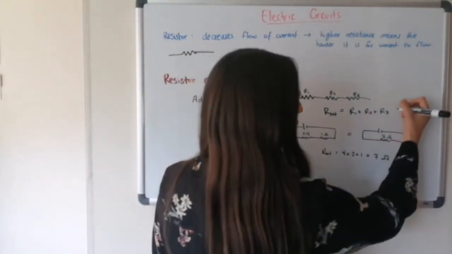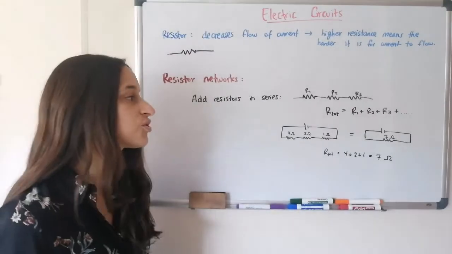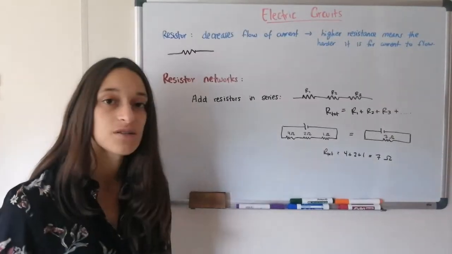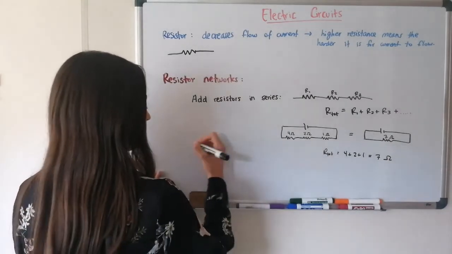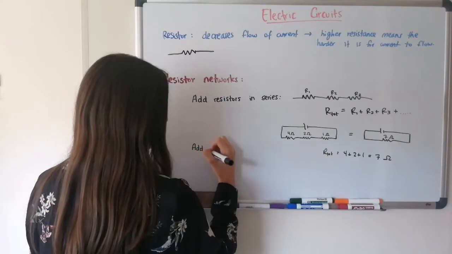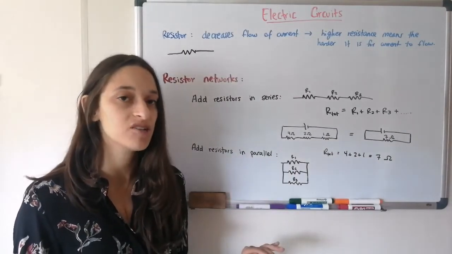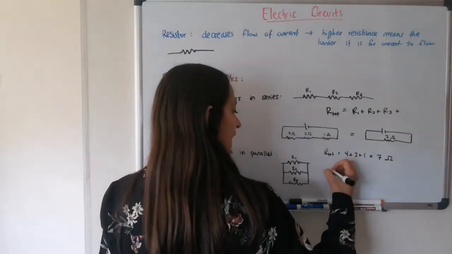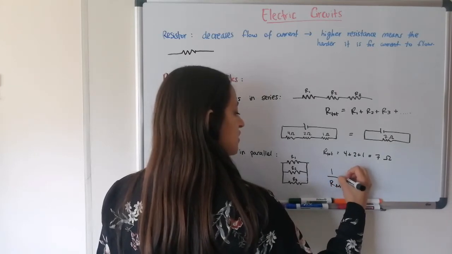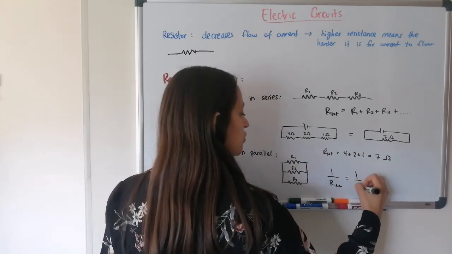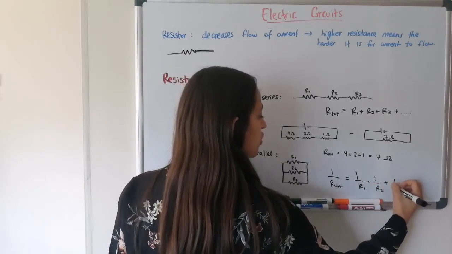If you have more, R4, R5, R6, you just add them all together, and that's the total resistance for resistors in series. Resistors in parallel are a little bit more complicated. Let's do that one. So if we have, like in this example, 3 resistors in parallel in 3 different branches, we could add them by adding their inverses. So 1 over the total resistance is going to be equal to 1 over R1 plus 1 over R2 plus 1 over R3.